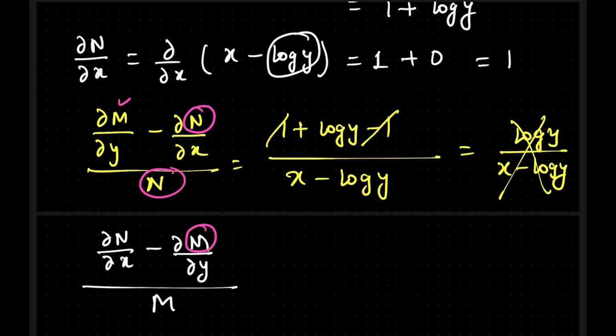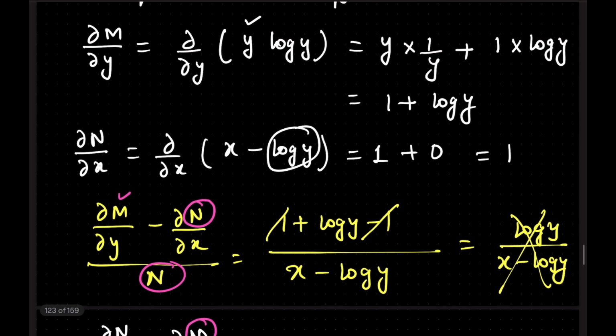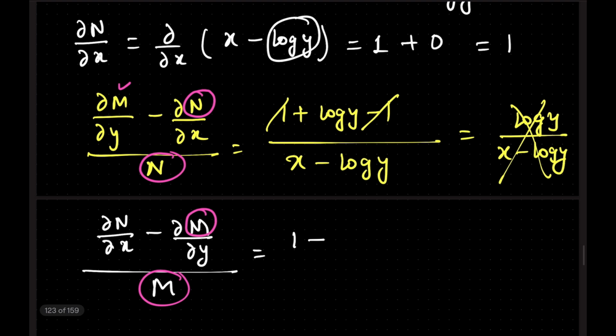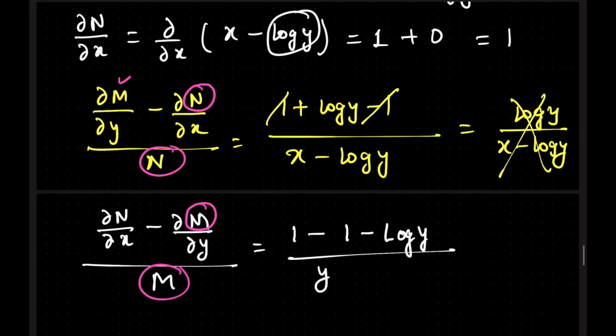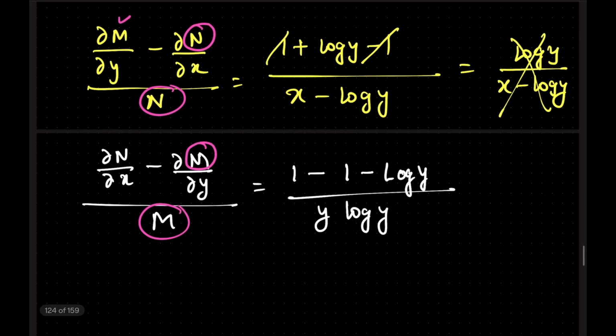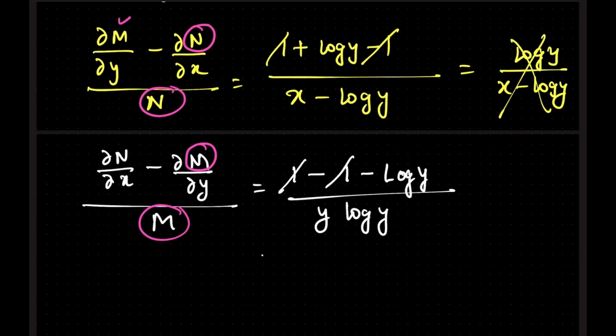If m is being subtracted by the n term, that is dou n by dou x, then you will divide it in the denominator. So doing it, dou n by dou x is 1 minus log y, and dou m by dou y is 1 plus log y. So it will give you minus 1 minus log y by m, and for m, y into log y, so you will get this 1 given and cancelled, minus log y divided by y into log y.